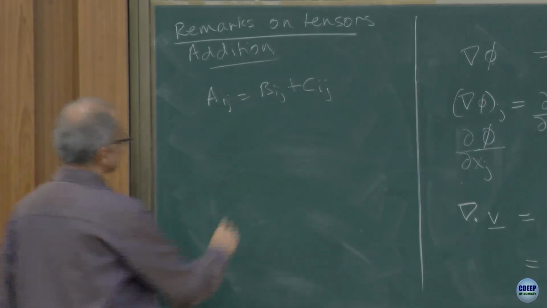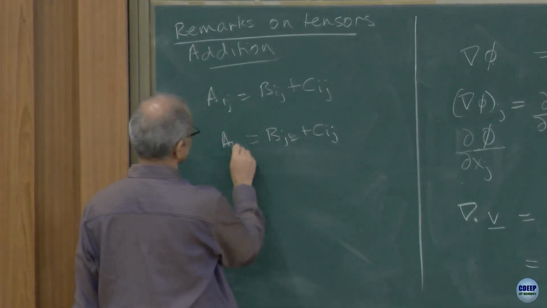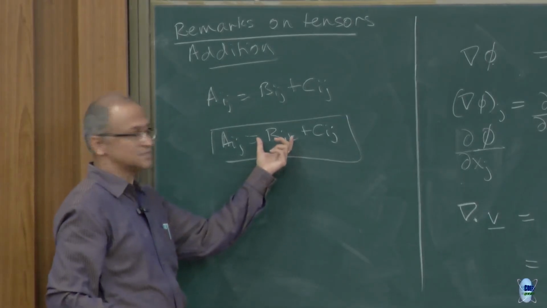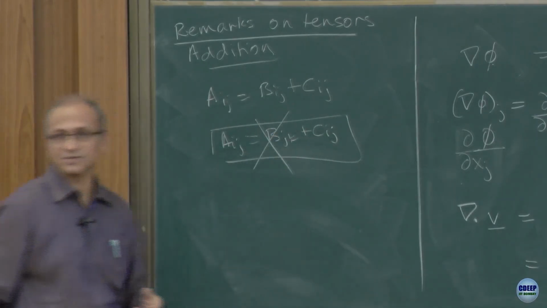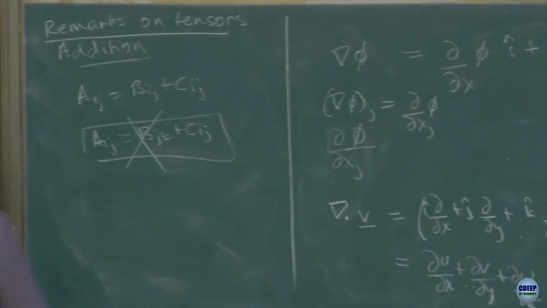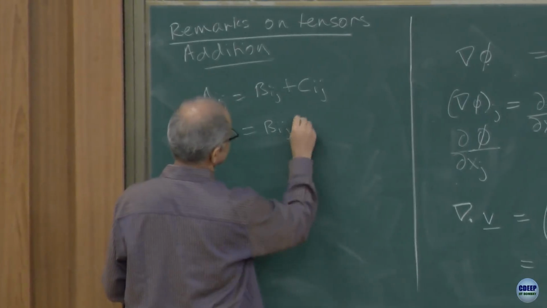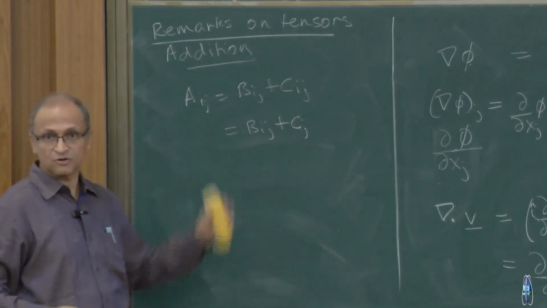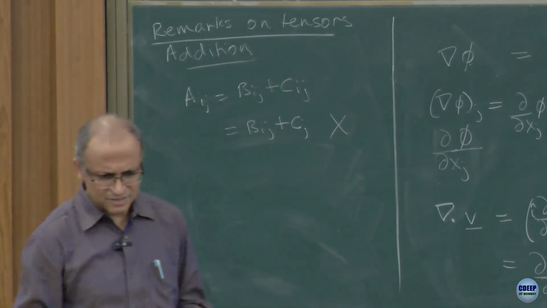So I cannot write, for example, b_jk plus c_ij. This is garbage, right? Why? Because b has free indices j and k, and the other has free indices i and j. So the free indices are not matching, so this equation is incorrect. So that's the simple rule about addition. And of course I cannot add up b_ij and a c_j, for example. This is garbage again, because again the free indices are not matching. So this is incorrect. So that is addition and subtraction.